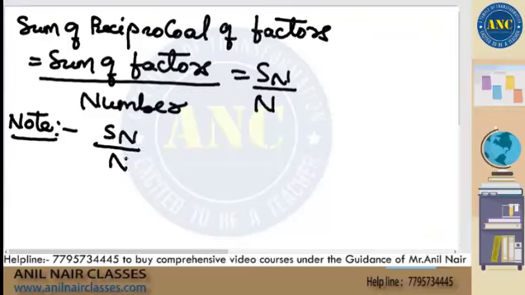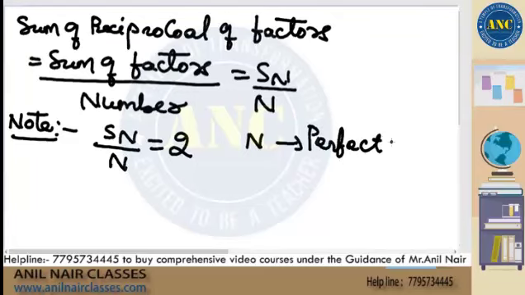Sn by n. If the sum of the reciprocal of the factors comes out to be 2, then the number is said to be a perfect number.